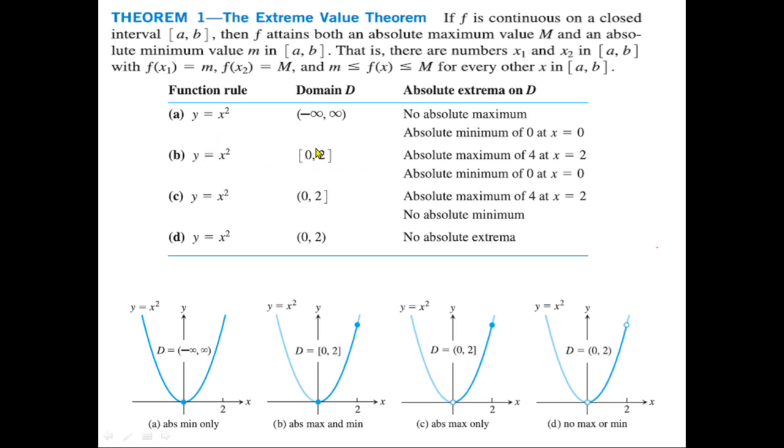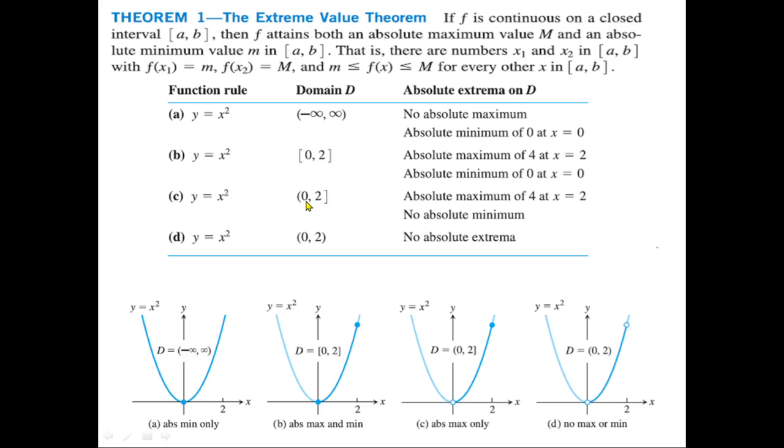For y equal to x square with the closed interval 0 to 2, the minimum value is at x equal to 0 and the maximum value is at x equal to 2. That is, the absolute maximum of 4 at x equal to 2 and the absolute minimum of 0 at x equal to 0.